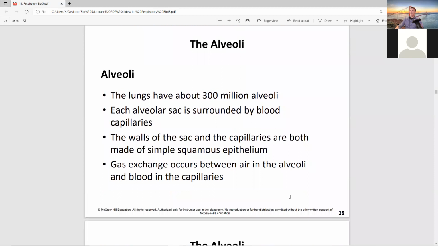Okay, the alveoli. The lungs have about 300 million alveoli. Each alveolar sac is surrounded by blood capillaries. The walls of the sac and the capillaries are both made of simple squamous epithelium, and gas exchange occurs between air in the alveoli and blood in the capillaries.